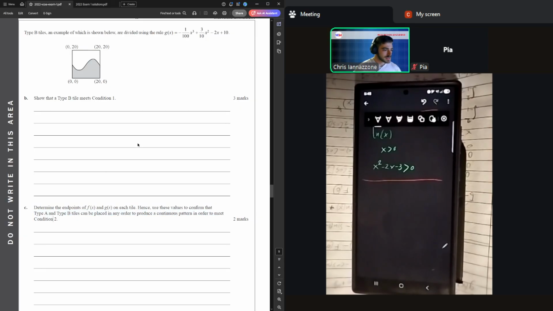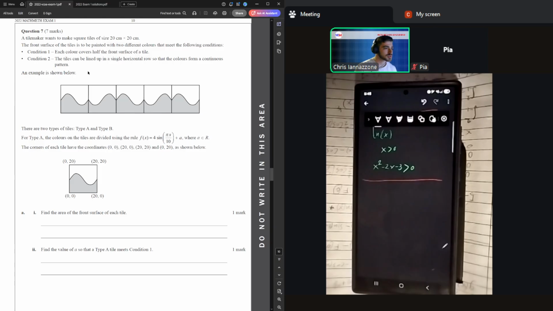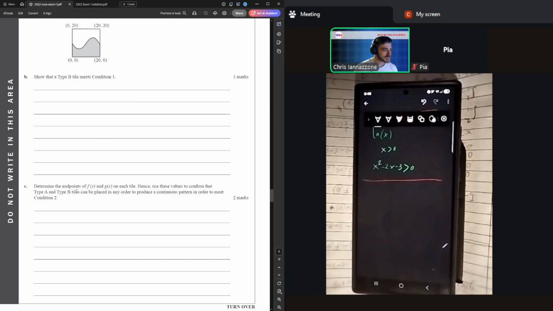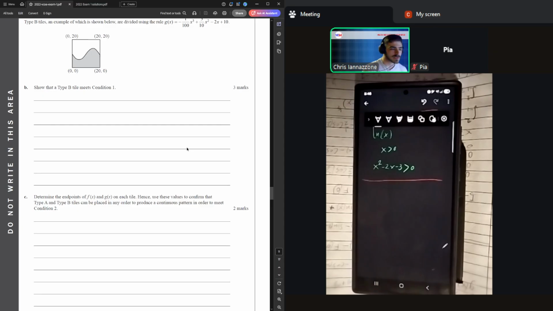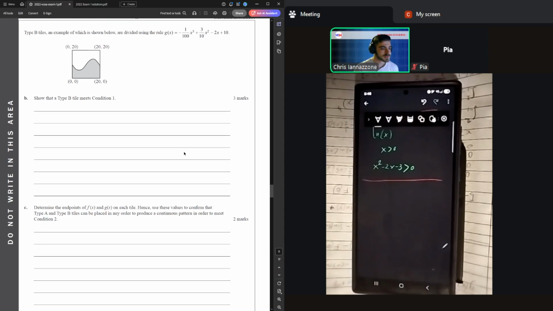Cool. C. Determine the endpoints of F and G on each tile. Hence, use these values to confirm type A and B can always work, essentially. So we're trying to make condition 2. Condition 2 is that they will always line up no matter what way you put them, left or right. So you can put this one to the right of this, you can put it to the left of it, it'll produce the same result. And so the first thing they get you to do is figure out the endpoints of F and G on each of the tiles, and then use that to say, yep, this will definitely work out. So there's 2 parts there. How could we get the endpoints of F and G?